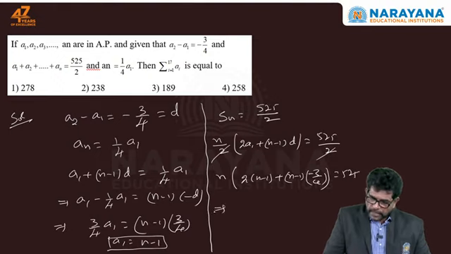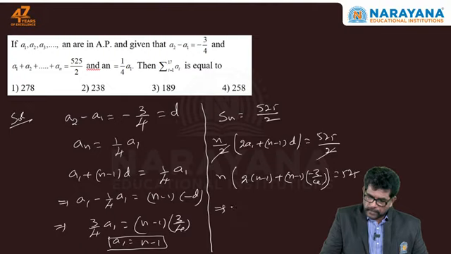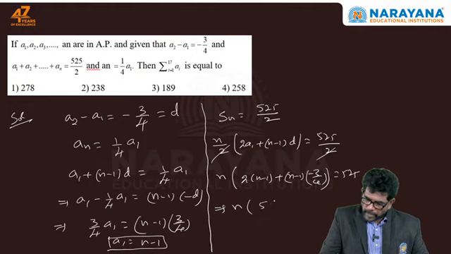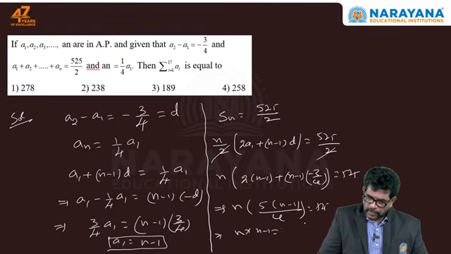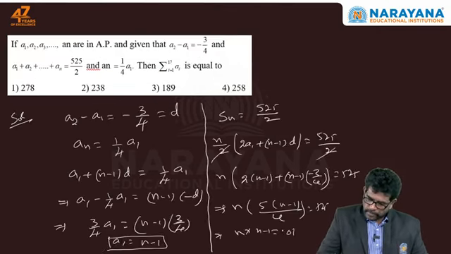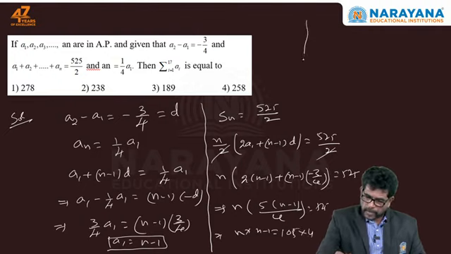Now we are trying to simplify this one. N into, it is 4 into 2, 8, 5 times of n minus 1 by 4 is equal to 525. So from this, n into n minus 1 is equal to 105 into 4.